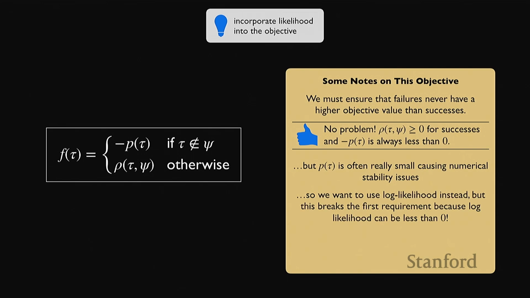But then this breaks our first requirement, because the log likelihood could be less than 0. So that means this could be less than 0. So this negative could be greater than 0. And then we don't have this property that we needed anymore. And so all of that is just to say that even though getting the global minimum of this is what we would want to do, sometimes a different objective actually works better in practice.